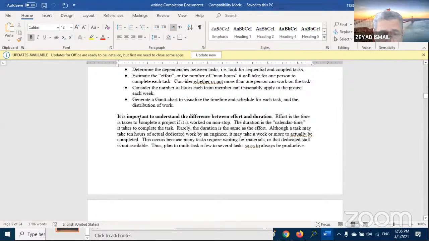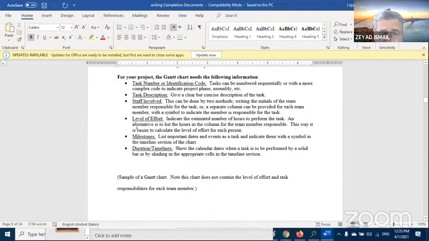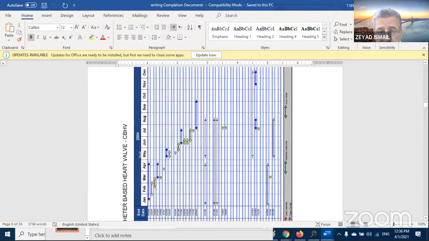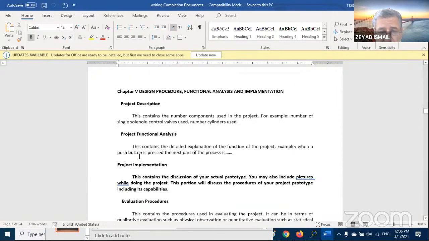Planning, we'll go through the planning, Gantt chart. In this Gantt chart, he will show the periods, or he can divide his period of work into weeks. And in each week, what is he going to do? What is the task of that week? And this is a sample of a Gantt chart.